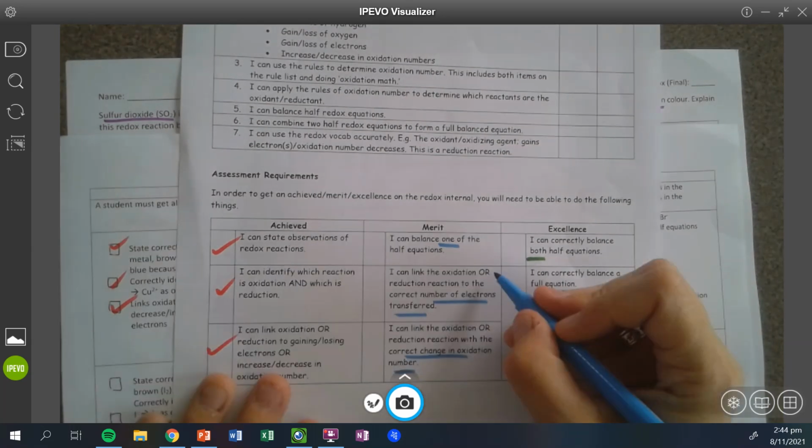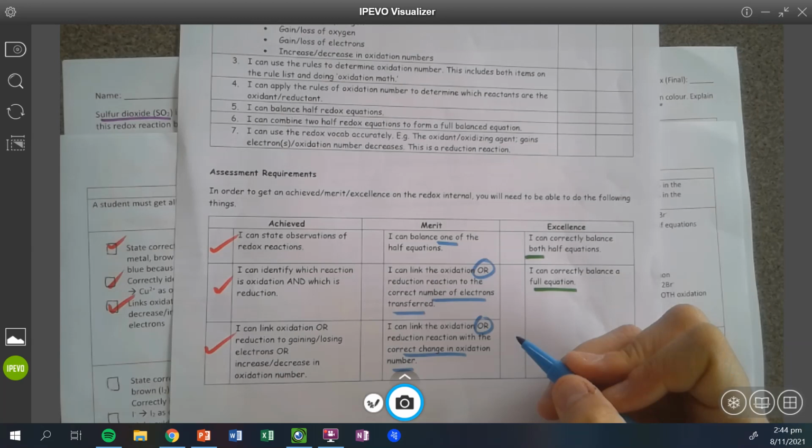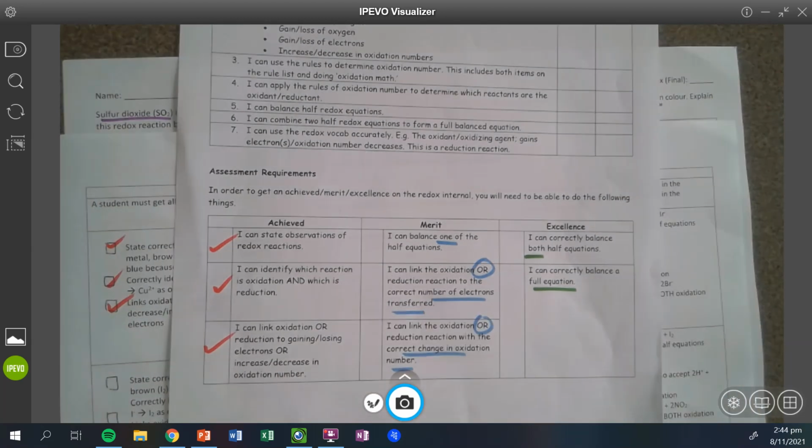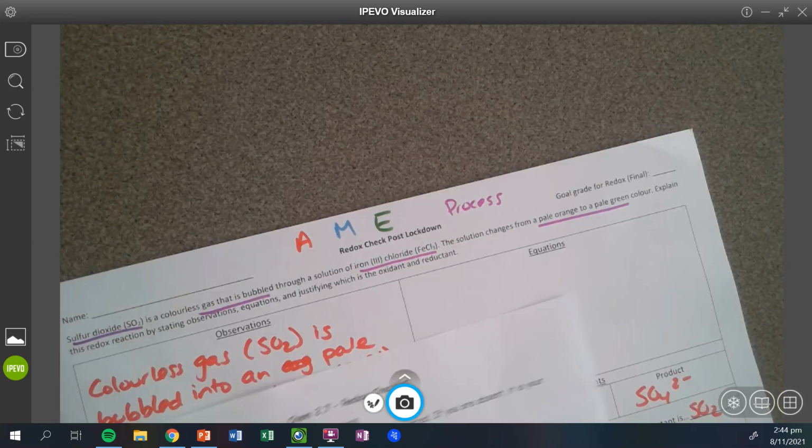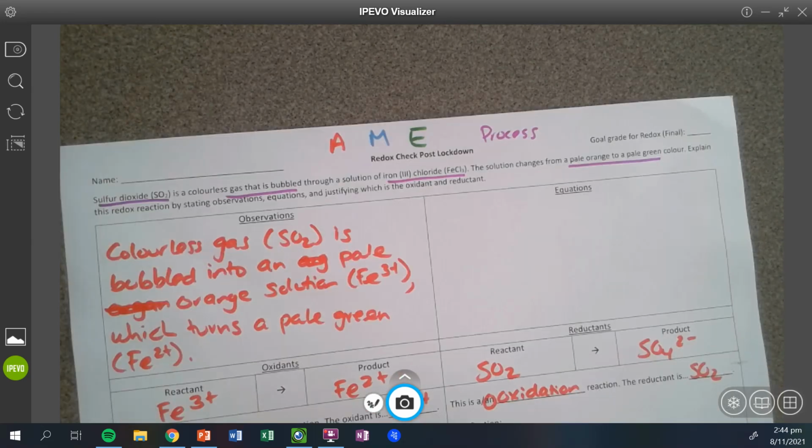Now this is an OR. So long as you do one of the two correctly, so either you've done the oxidation correctly or you've done the reduction correctly. What this means is you can make a mistake and you can still get merit. Are we good so far? All right. What I might do is I'll show you guys the easy equations first, so you can see how you get an easy merit, and then I'll layer in the excellence. Does that sound like a good plan? All right.